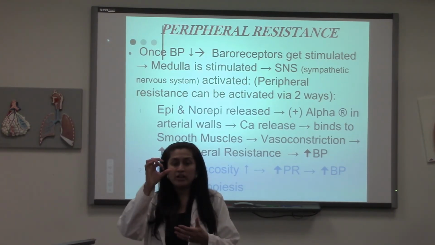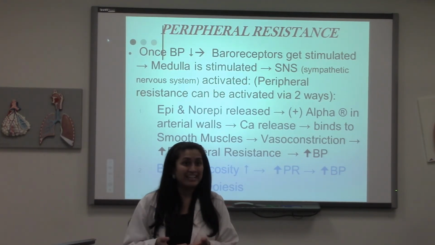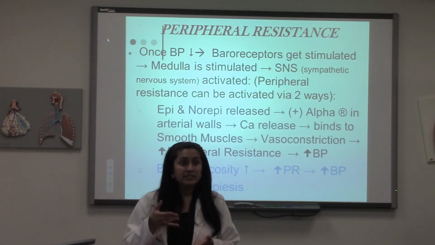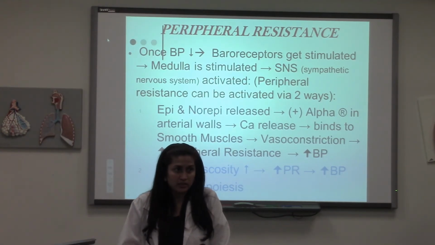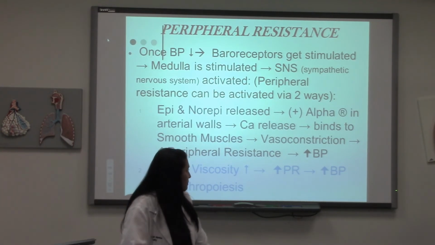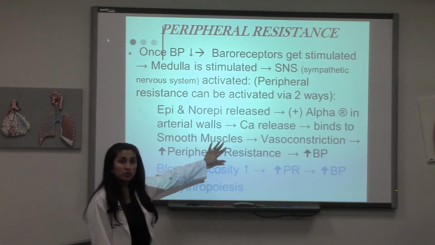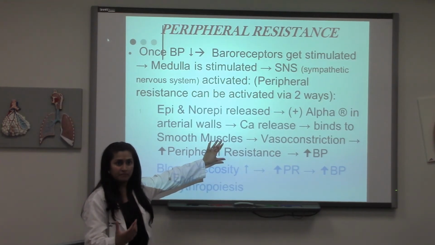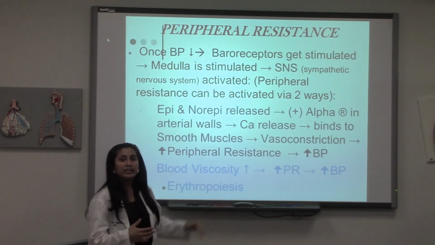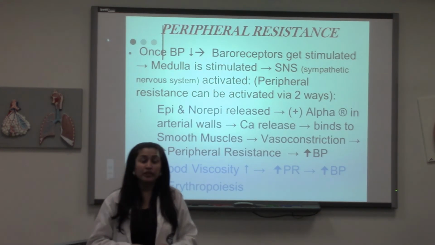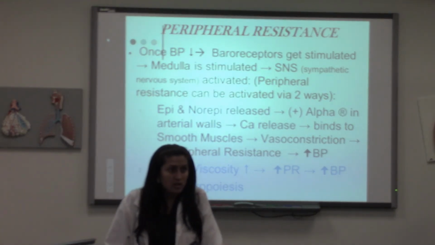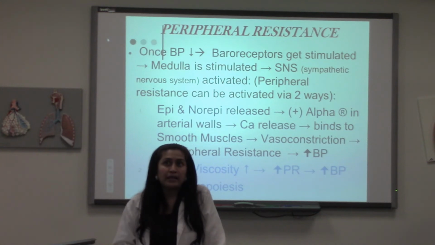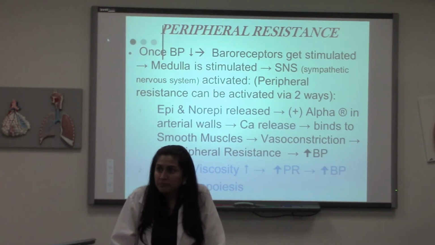Same concept. When you vasoconstrict, your peripheral resistance increases, and therefore the blood pressure increases. Does that make sense? So that is one way to increase your peripheral resistance: decrease the diameter of your vessel. A second way is to increase your blood viscosity. So how would you increase your blood viscosity? How would you place more red blood cells in your blood?